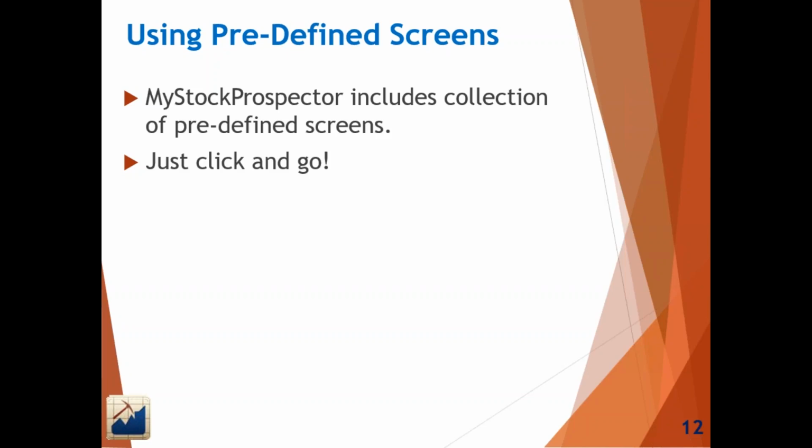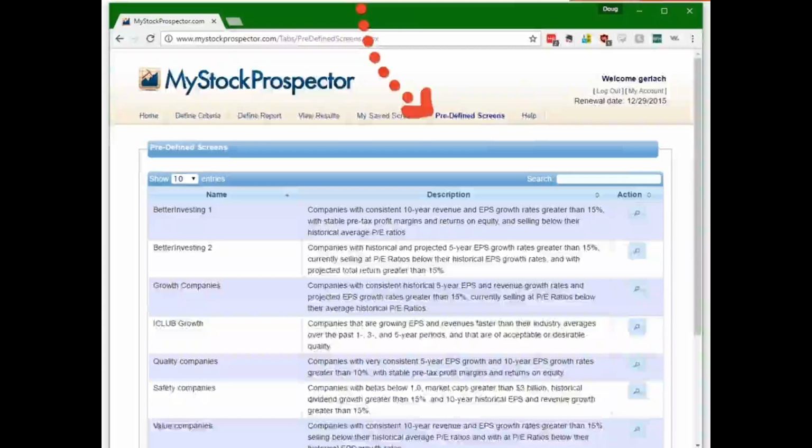So in the predefined screen section, once you log into the website, up on the top part of the menu bar over towards the right, you'll see the predefined screen section.